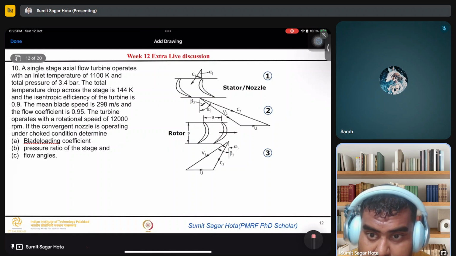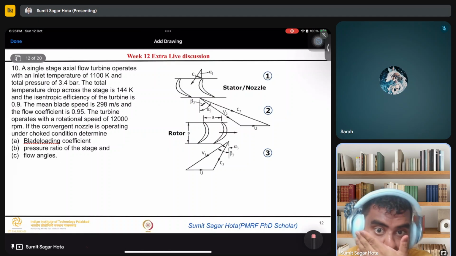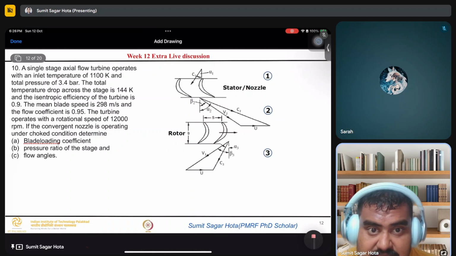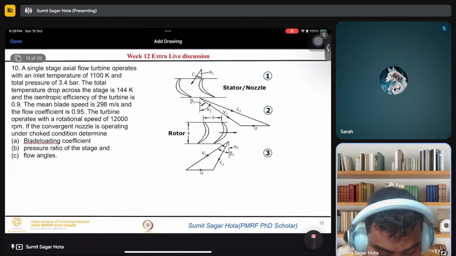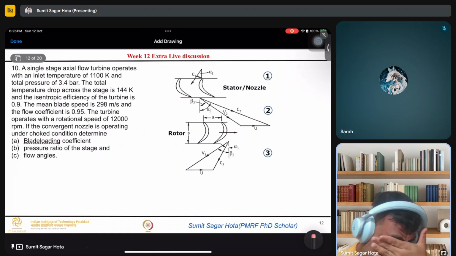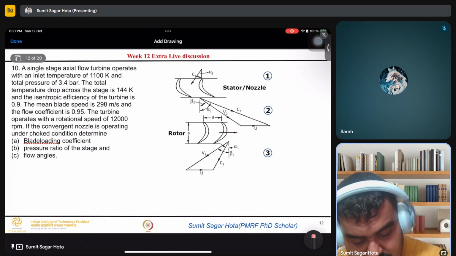On the right side we can see the stator or the nozzle and the rotors, with all the stages given. Okay, so let's start solving.